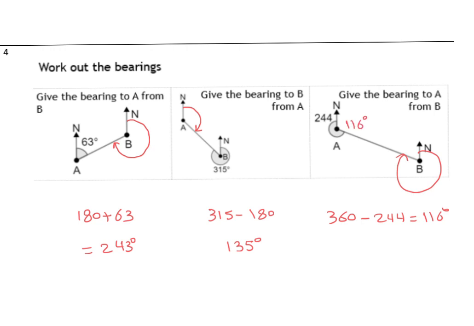Then we can add that to 180. Yes, now you have the bearing, you need to find the back bearing, add 180. Good job. So 180 plus 116 equals 296.